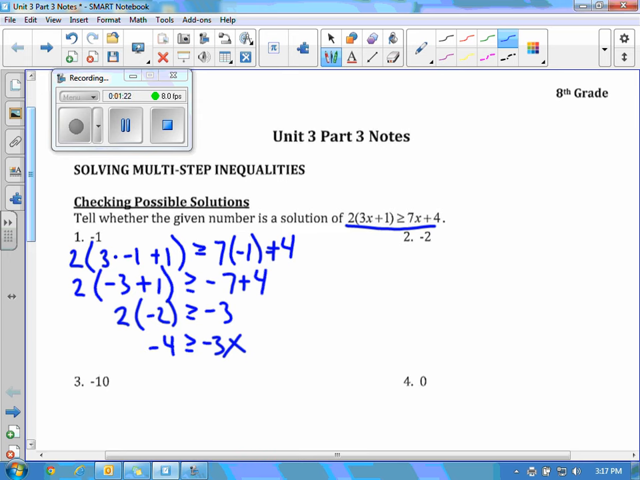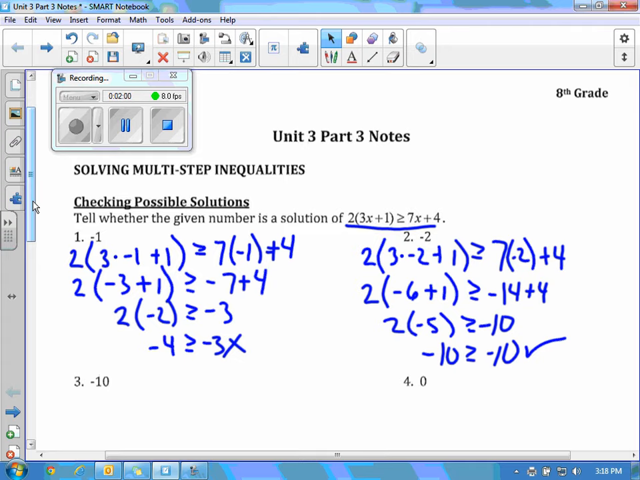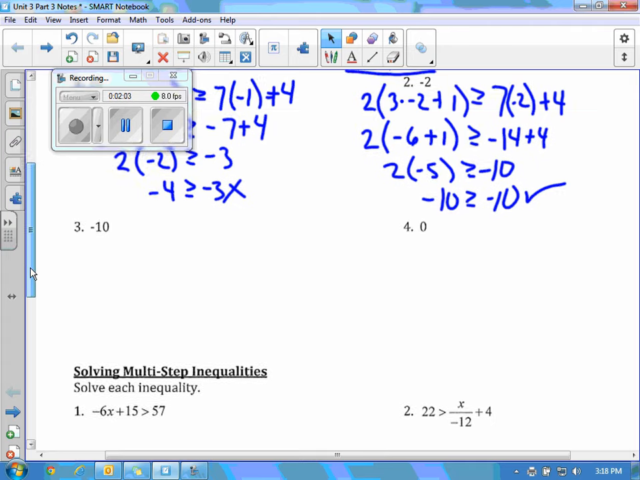Looking at number 2, same thing, except now I'm going to plug in -2 instead of -1. So everywhere I see the x, I plug in -2. I work my parentheses first, so that's -6 plus 1. On the right side, I can go ahead and multiply. Left side, I finish up my parentheses and get -5. On the right side, I can go ahead and add, and I get -10. On the left side, I multiply. So if you read from left to right, I have -10 is greater than or equal to -10. So it is equal to -10. So that's good to go. That works. I'll let you go ahead and do numbers 3 and 4.